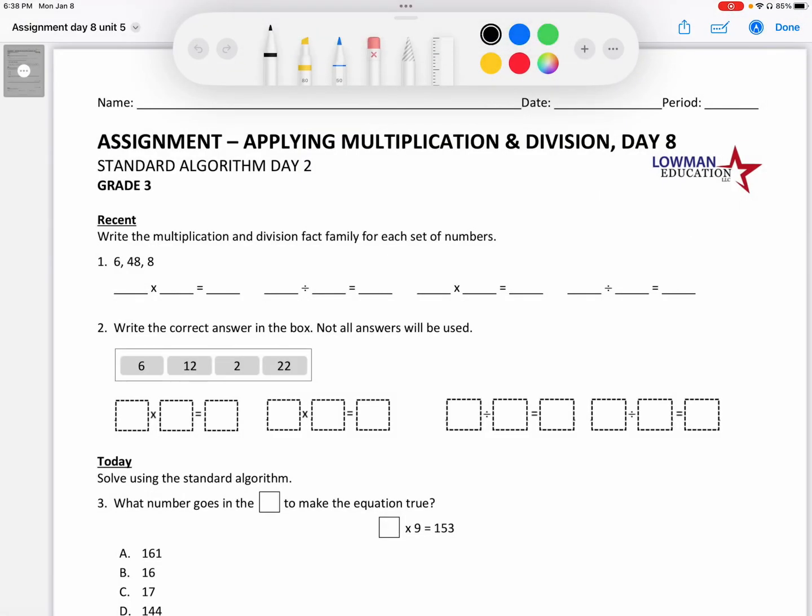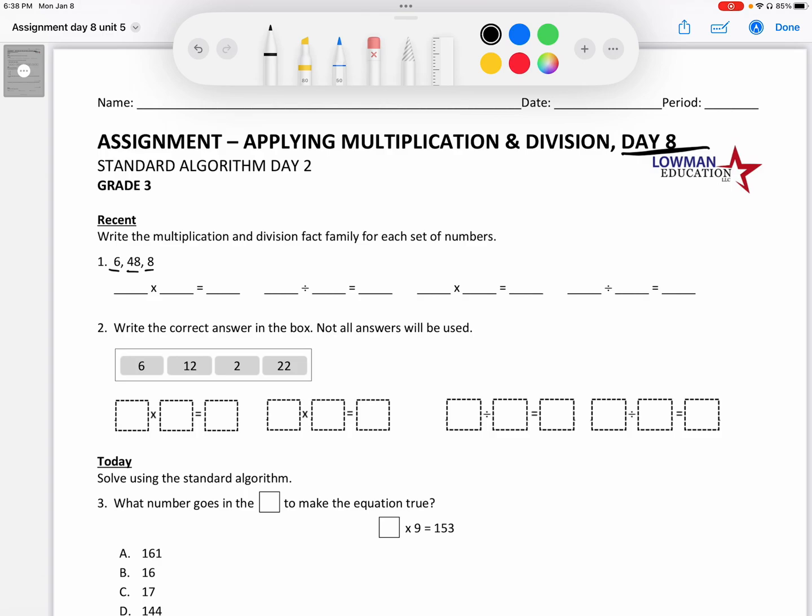I'm going to make a video now to go over the extra practice for applying multiplication and division day 8. Let's start with problem 1 because there are a lot of blanks there, and that just kind of looks overwhelming, but it's really not if you take it one section at a time. For problem 1, it says write the multiplication and division fact family for each set of numbers. Here's the only set of numbers I have: 6, 48, and 8.